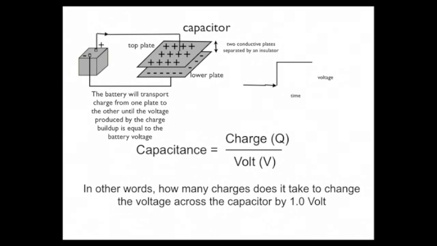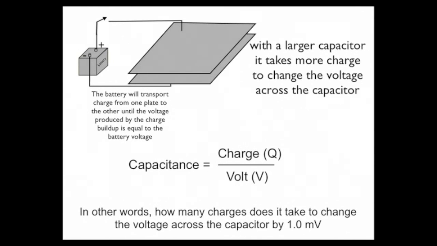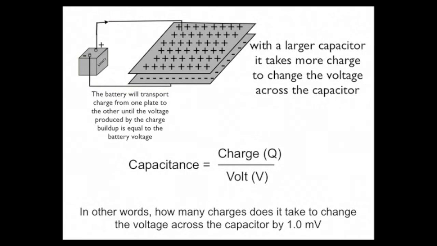Now, the capacitance, therefore, is going to be determined by the size of the capacitor. So let me illustrate that to you. Let's take a capacitor that's larger. It's twice the size of the other one. The plates are twice as big. And now we connect it, and voila, again an immediate buildup, but now there are twice as many positive charges on the top plate than there were on the smaller plate, because it can hold more. In other words, with a larger capacitor, it's going to take more charge to change the voltage across the capacitor.